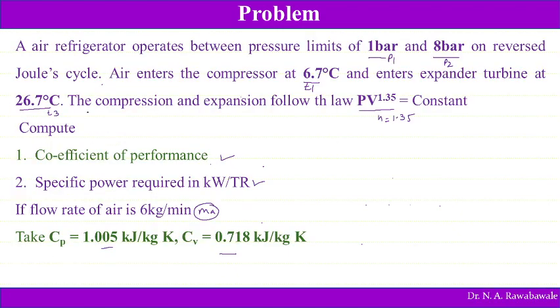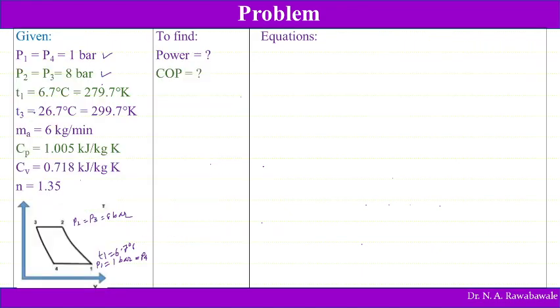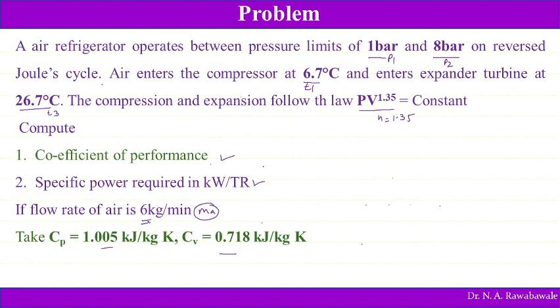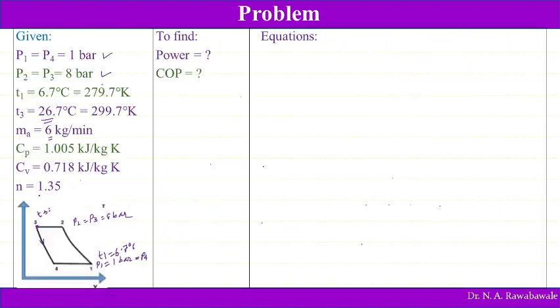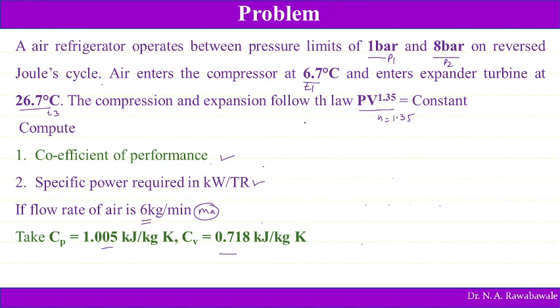It enters the expander turbine at 26.7 degrees Celsius, so T3. This is the expansion process. It enters the expander at point 3, T3 is equal to 26.7. Mass flow rate is given as 6 kg per minute, and the n value is given. The problem says that the compression and expansion follow the law PV raised to 1.35, that is nothing but a polytropic process.